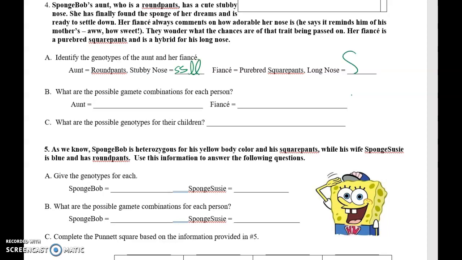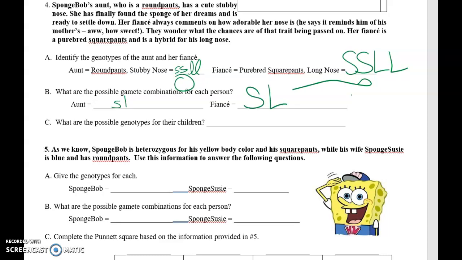Purebred for square pants, on the other hand, for the fiancé, is big S, and a long nose is also big L. If they were to do gametogenesis, spermatogenesis, oogenesis, what's the only thing they can pass on in the egg and in the sperm? For the aunt, she can only pass on the little s and the little l. The fiancé can pass on the big S and the big L.